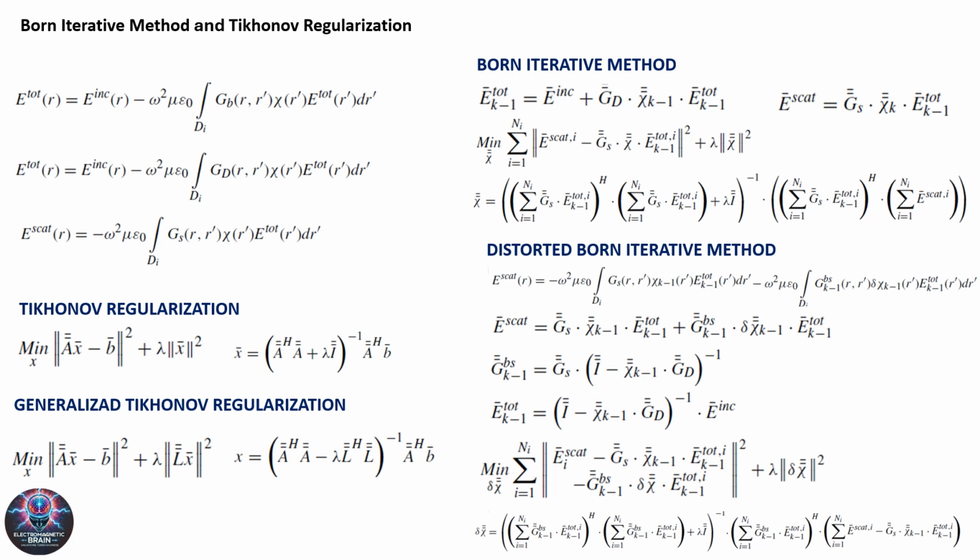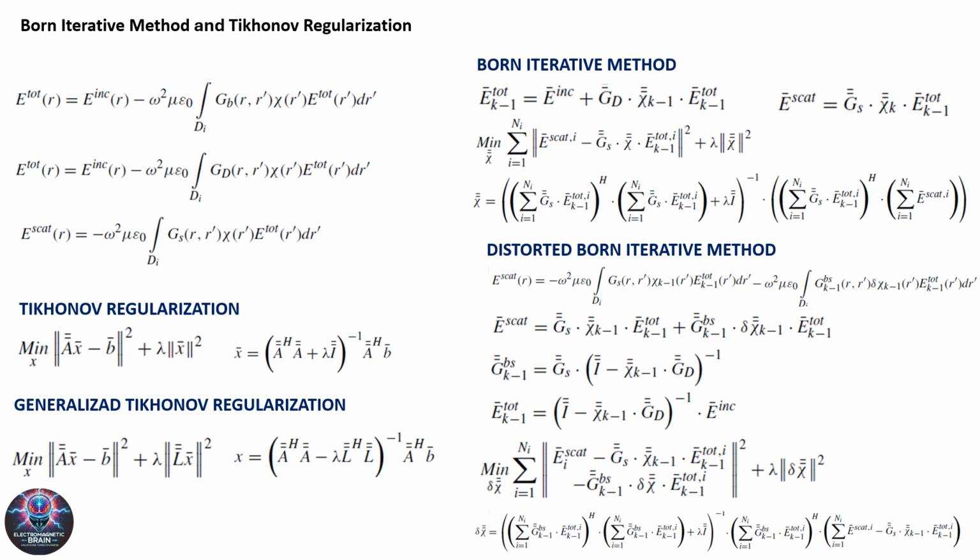Now, let's move to Tikhonov regularization. This technique is crucial when dealing with inverse problems, especially when data is noisy or incomplete. The goal is to minimize the residual between the predicted model, X, and the observed data, B, while adding a regularization term, controlled by a parameter lambda, to prevent overfitting.